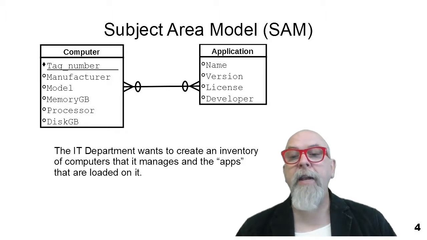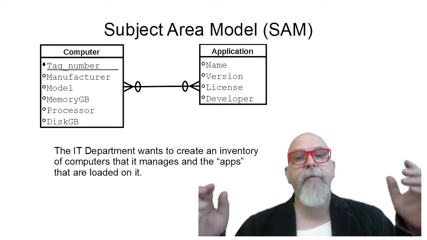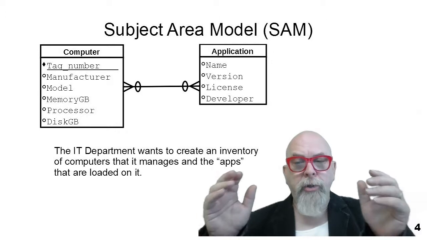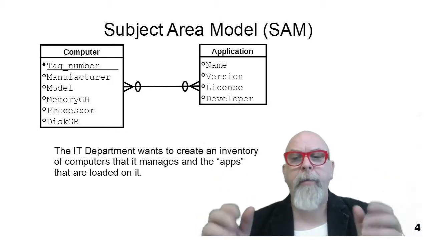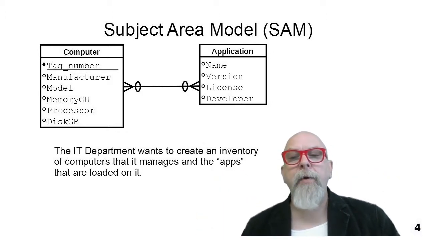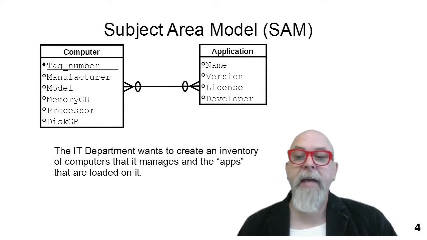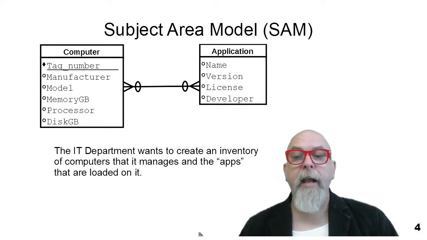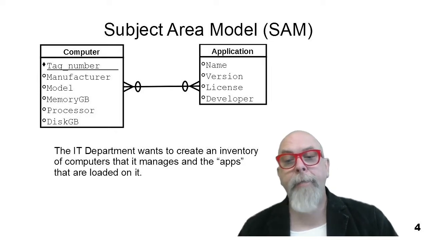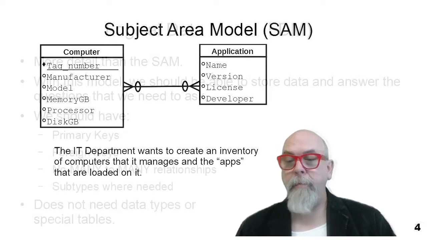So you can see that in the subject area model, looking at it from way up high, just trying to understand the problem, we can see that we have a computer and we have an application and we have a many-to-many relationship. A computer can have many applications, an application can be on many computers.